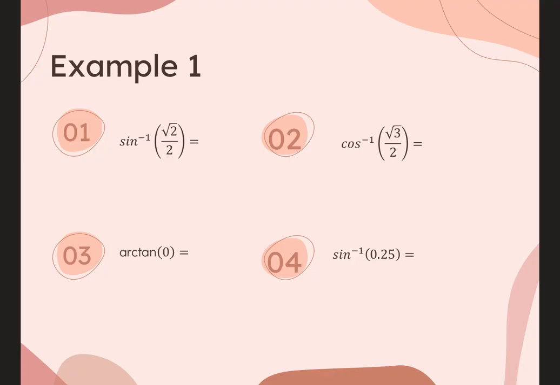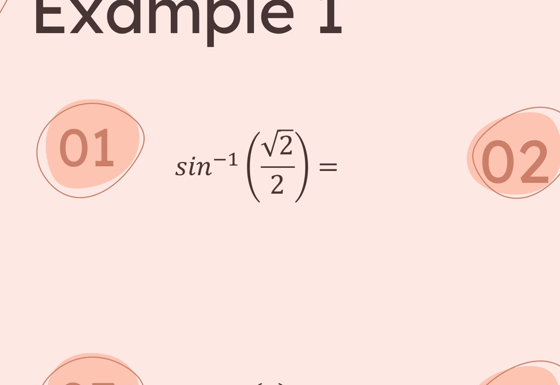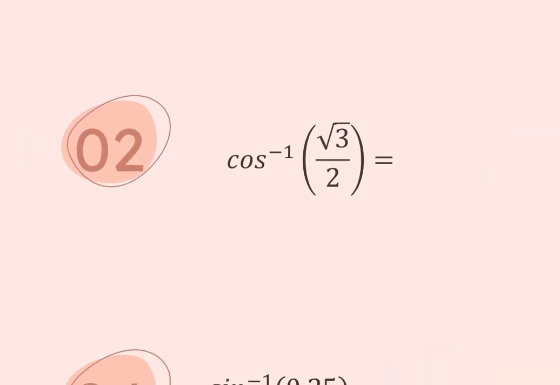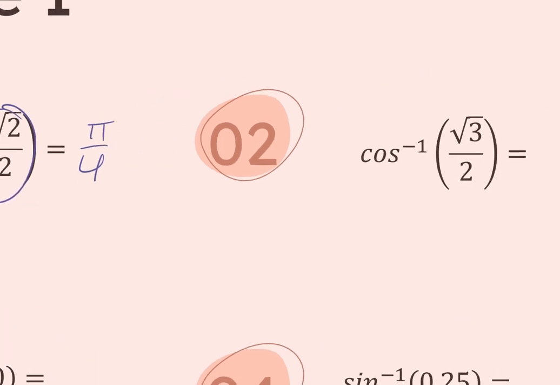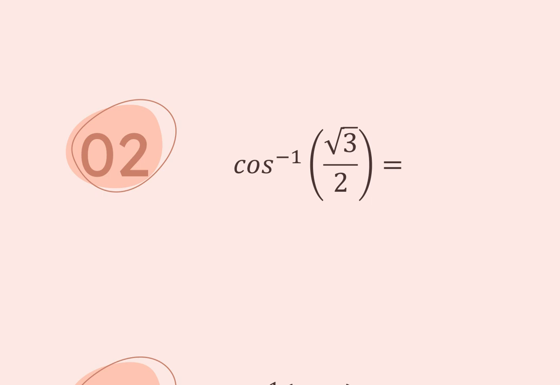So for example, sine negative 1 of root 2 over 2. Where does that happen? Pi over 4. Good. Number 2, cosine negative 1. But wouldn't that be... So if it doesn't give you an interval, we assume only first quadrant. Even though it's negative? It's not negative. This is negative, but the root 2 over 2 is positive. Oh, I'm on the wrong side. Yeah. All right. Number 2, cosine negative 1 of root 3 over 2 is pi over 6.